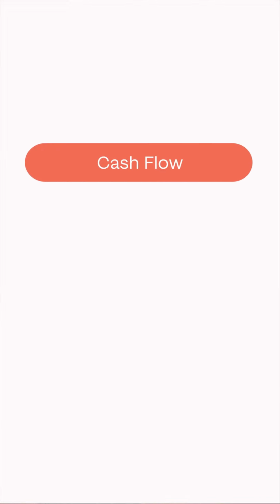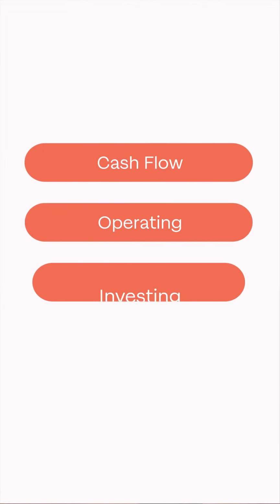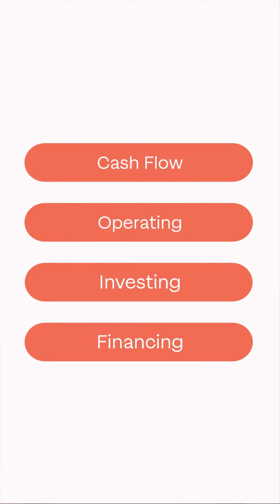There are three separate categories of cash flow used to record different business activities. All show cash inflows and outflows within their categories. The cash flow categories are operating, investing, and financing.